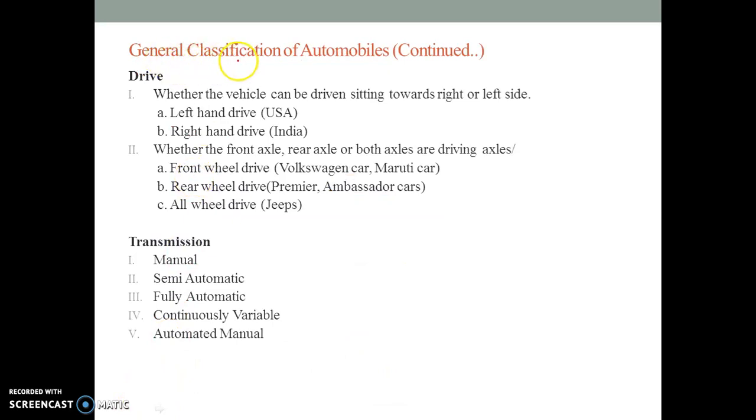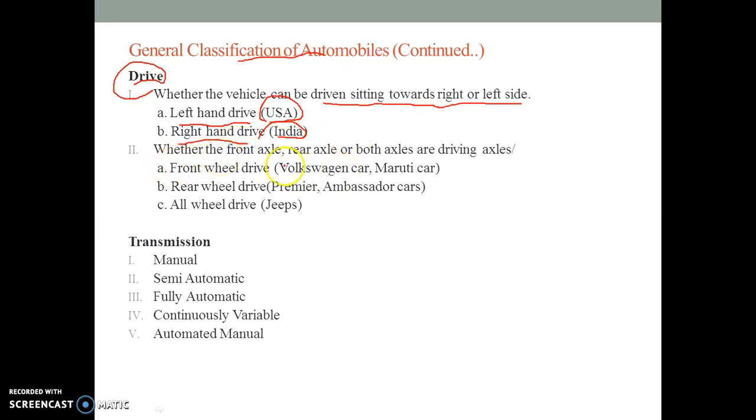So general classifications are again here according to the drive. Generally, the vehicle can be driven sitting towards right or left. In the United States of America, the left hand drive is used, but in India we use right hand drive. So according to the drive, this can be classified.